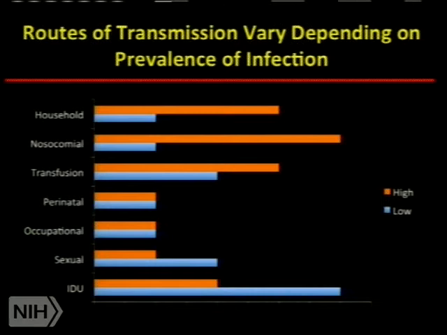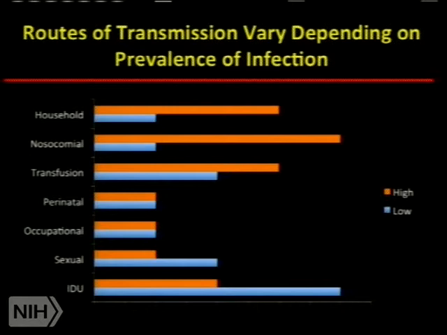So if you look at the yellow bars, which indicate areas of high endemicity, the major routes of transmission are household, nosocomial, and transfusion. Whereas in areas of low endemicity, shown by the blue bars, injection drug use, sexual transmission, and occupational exposure account for the majority of infections.